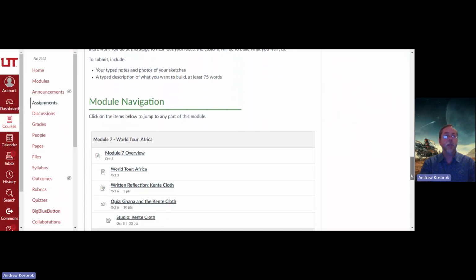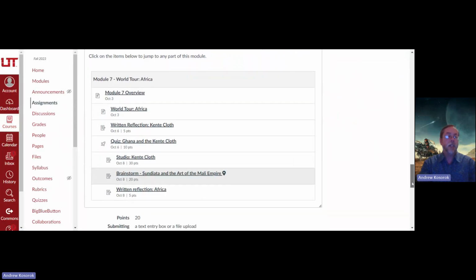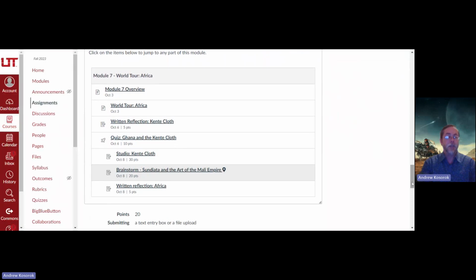So those are the two things. You're going to be creating your own Kente cloth type patterns and design, and you're going to be brainstorming for a project. You're not building the project now, you're brainstorming for it and proposing what it is.